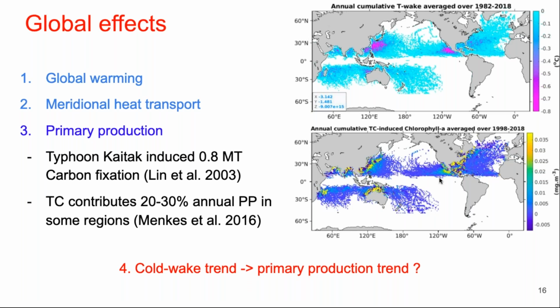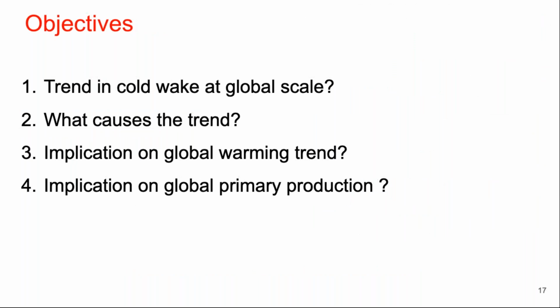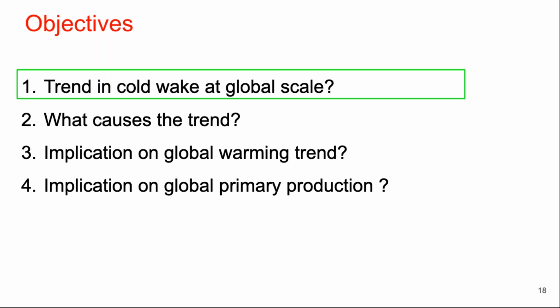So another question is, if there is a cold wake trend, would the cold wake trend lead to a primary production trend? And so this constitutes the objectives of our study. First, we want to find out if there is a cold wake trend at global scale, then what causes the trend, and then what are the implications for global warming or primary production. So let's go through this one by one.